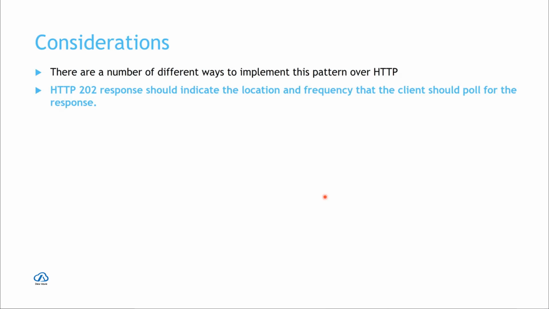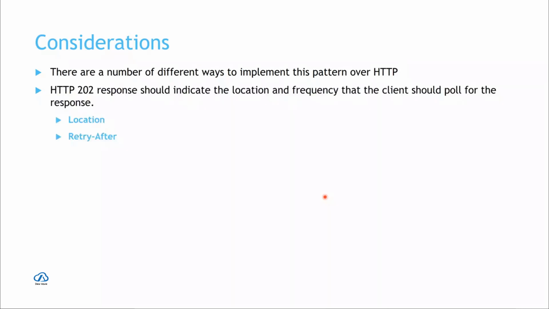And as I said, when we send the 202 response code, we need to put the location and the frequency or retry-after headers in the response. So the user can know the location where they can go to grab the resource when it's ready, and also retry after a certain number of seconds or minutes. This is to avoid the client sending an overwhelming number of requests to the status endpoints.